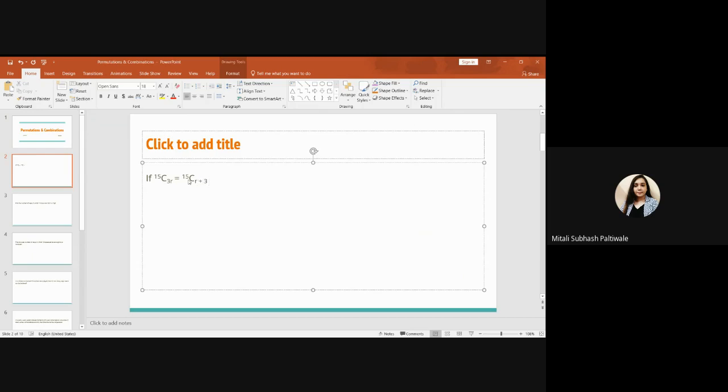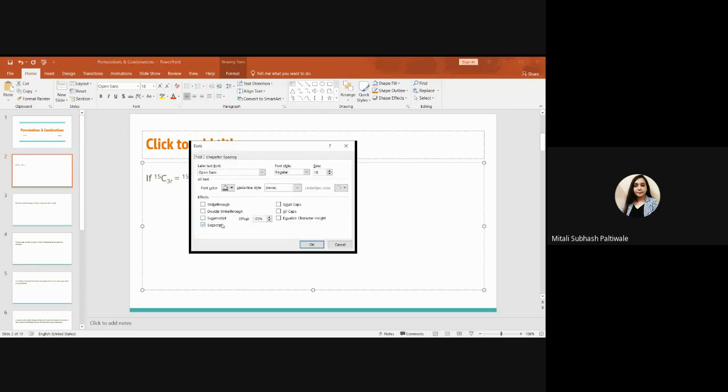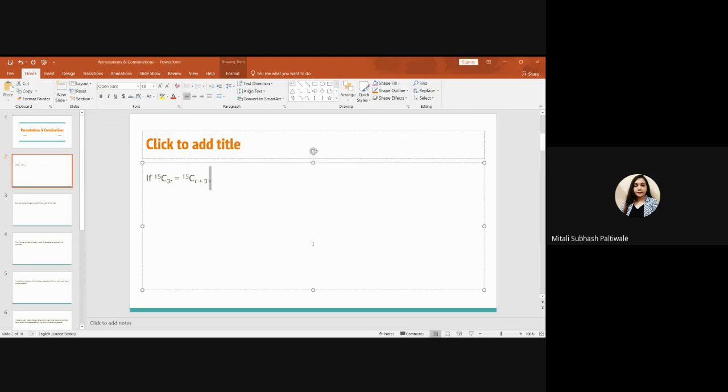Now you have to find the value of r here. So let's find the value of r. Let us not wait for more and find out.